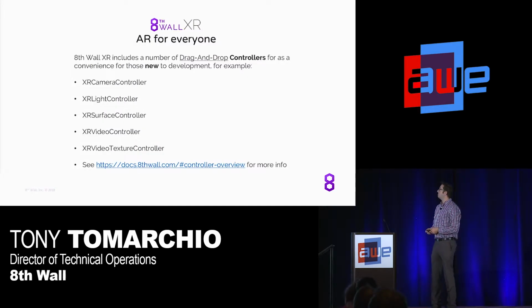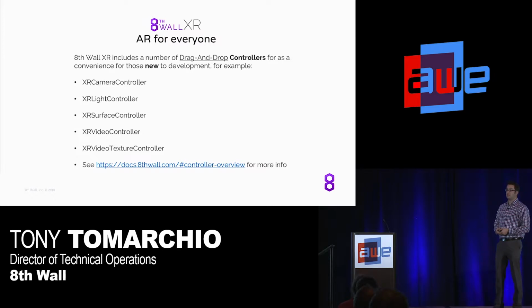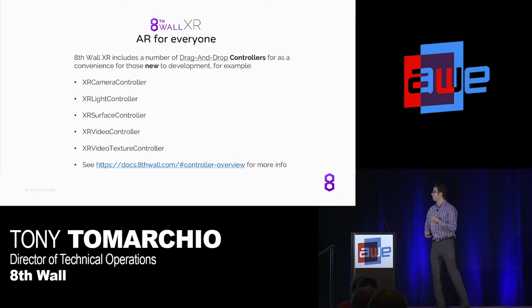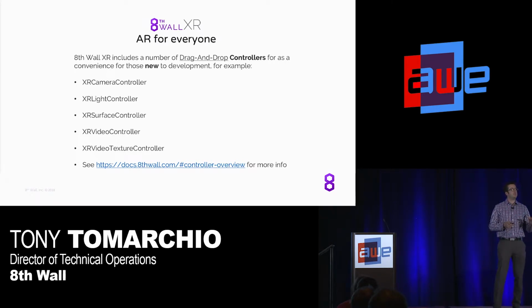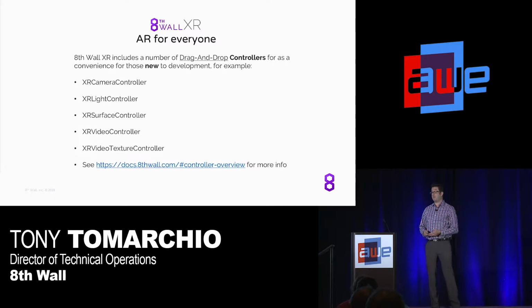Next slide. Again, I mentioned we want to make this available to everybody. So for those of you who aren't experienced developers here, we've provided a number of what we call convenience controllers, things like our camera controller, light controller, surface controller, video controller, video texture controller. What these allow you to do is take these predefined scripts that are part of our Unity package and drag them onto game objects. I've got a demo that I'll show you how you actually create an application in a matter of 4 or 5 minutes.